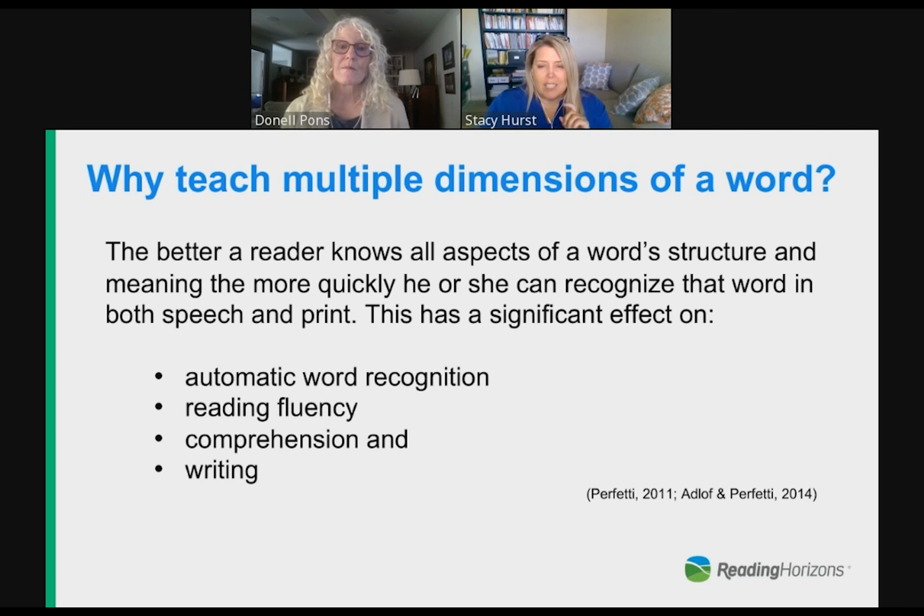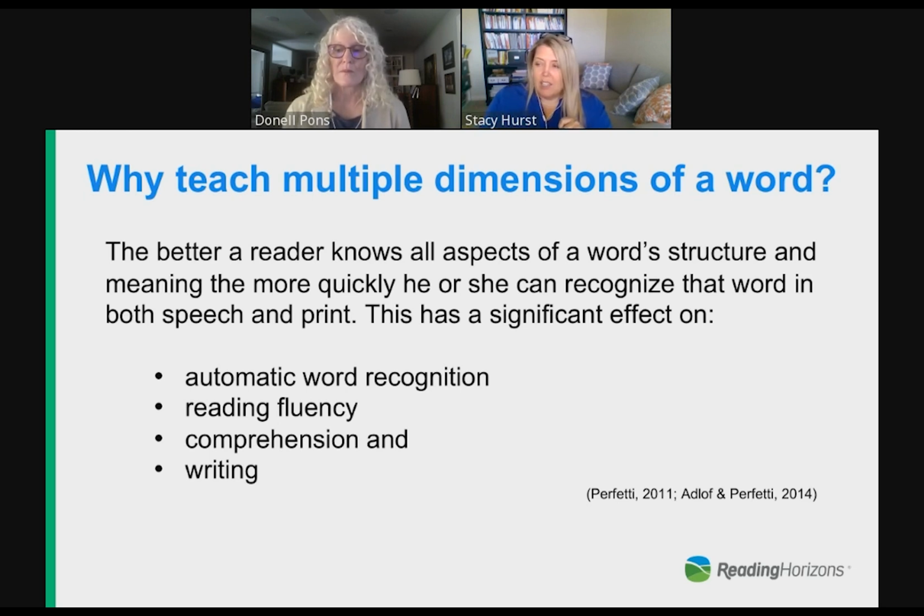But most importantly, this kind of approach has a significant effect on automatic word recognition, reading fluency, comprehension, and writing, including spelling, right? That it helps writing fluency. So you can see it has a reciprocal impact. So why wouldn't we do this? And you can see even on the level of phonemic awareness, if we're talking about the phonemes in a word, then you're already addressing those students who are still on that level, who are still becoming familiar and developing that phonemic awareness. So you can hit all aspects of a learner.